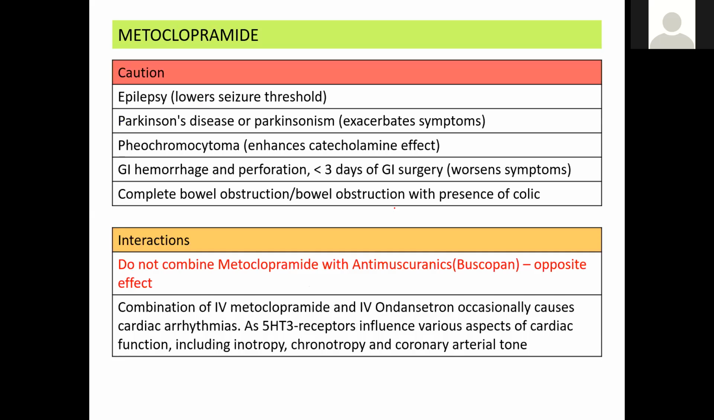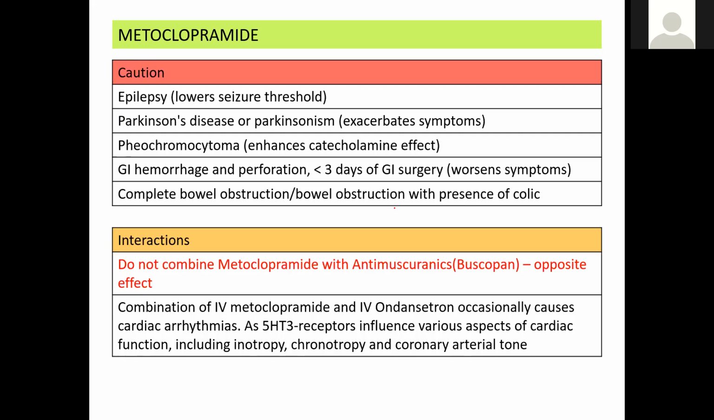So, caution: it may reduce the seizure threshold. In Parkinson's disease, it may exacerbate the condition. It is not a contraindication, just keep in mind that I am giving a drug which may rarely cause an extrapyramidal side effect. And if there is a recent GI surgery or complete obstruction, you cannot give any of the prokinetic drugs. So be cautious about giving that.